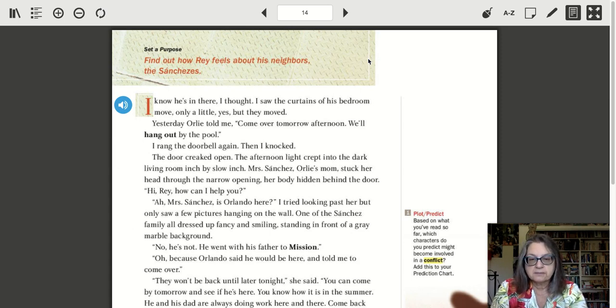I know he's in there, I thought. I saw the curtains of his bedroom move. Only a little, yes, but they moved. Yesterday, Orly told me, come over tomorrow. We'll hang out by the pool. I rang the doorbell again. Then I knocked. The door creaked open. The afternoon light crept into the dark living room inch by inch, or inch by slow inch. Mrs. Sanchez, Orly's mom, stuck her head through the narrow opening, her body hidden behind the door. Hi, Ray. How can I help you?